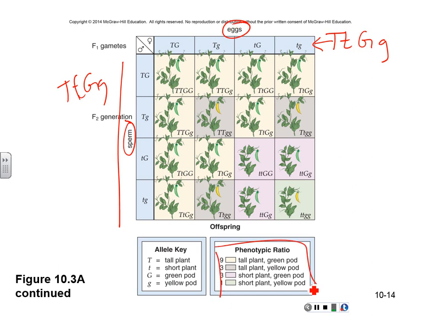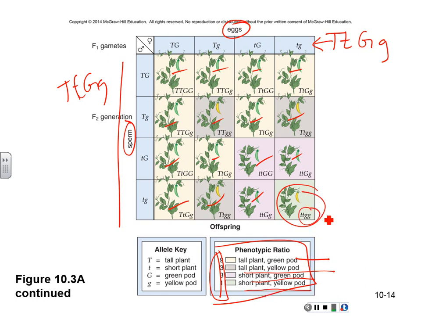And so in a dihybrid, you usually see this ratio. So we have 1, 2, 3, 4, 5, 6, 7, 8, 9. 9 that are tall with green pods. We have 1, 2, 3. 3 which are tall with yellow pods. We have 3 that are short with green pods, and we have 1 that's short with yellow.